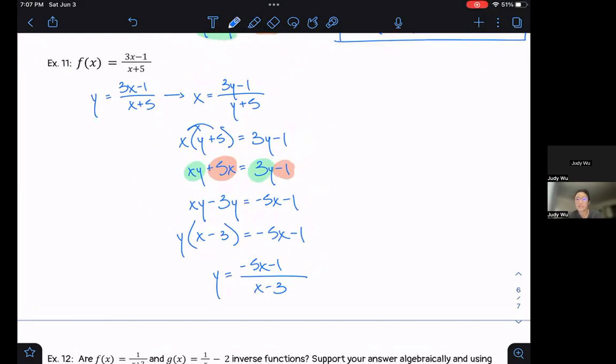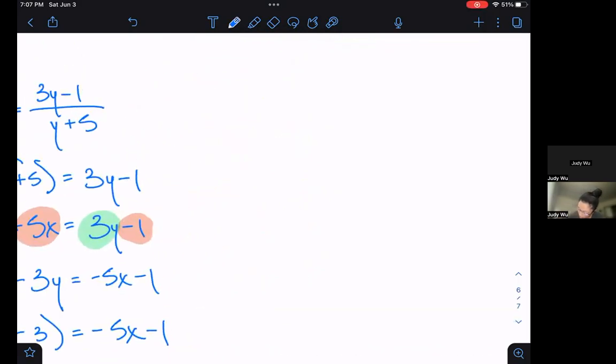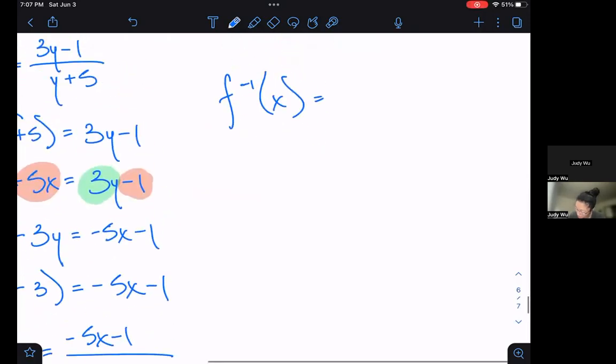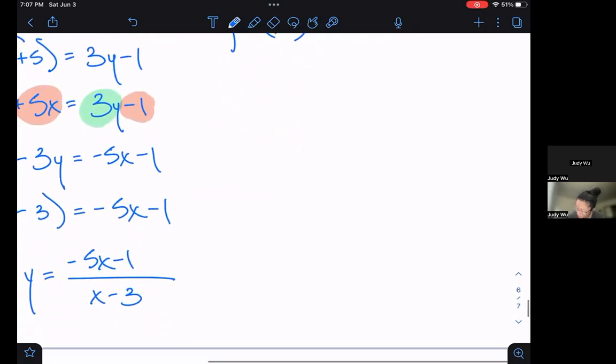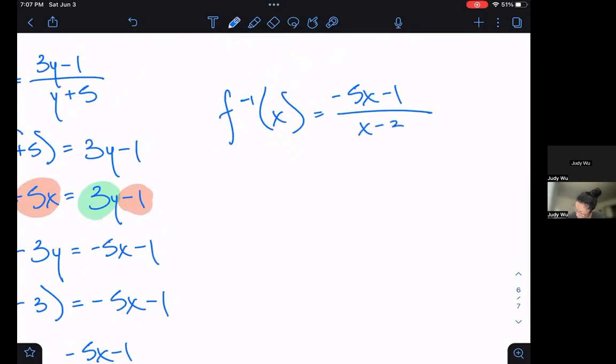All right, so definitely it gets similar, but sometimes the numbers are different. So we just have to make sure we follow those main steps, okay? We do want to go ahead and write our proper notation. Inverse function is now equal to negative 5x minus 1 over x minus 3.